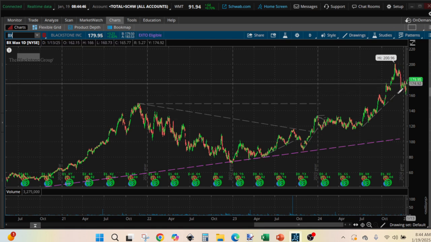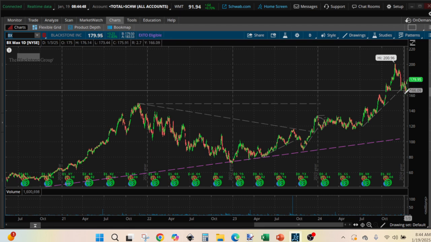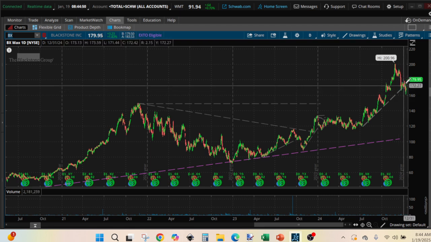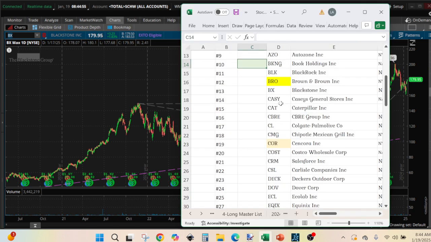It seems to be following this trend line. Even though it pulled below it, it seems to pull back up to it. The next one is KC.